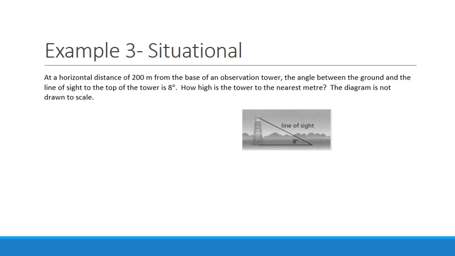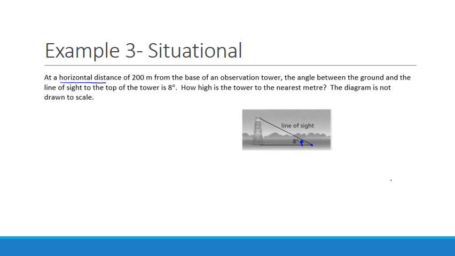So here you can see at a horizontal distance of 200 meters from the base of an observation tower, the angle between the ground and the line of sight to the top of the tower is 8 degrees. Okay, so they're talking about right here. So the angle upwards there is 8 degrees. How high is the tower to the nearest meter? The diagram is not drawn to scale.